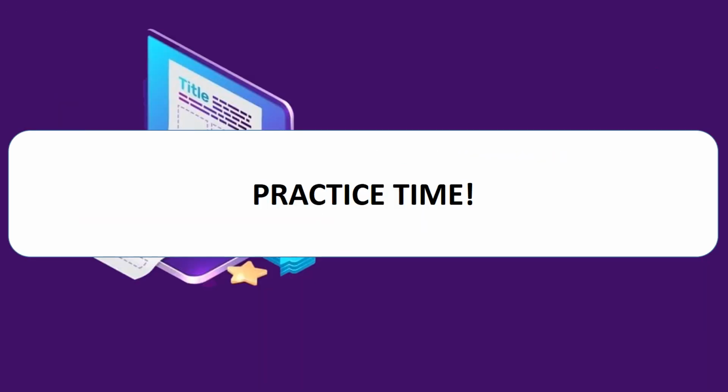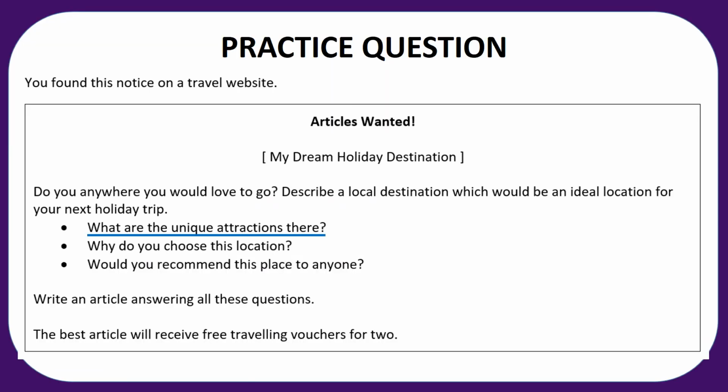Now, practice time. Let's see one other question. And here is our practice question. You found this notice on a travel website. This is just a scenario. It says there articles wanted, meaning we know that this is an article. My dream holiday destination. Remember, that is our title. So do you have anywhere you would love to go? Describe a local destination which would be an ideal location for your next holiday trip.